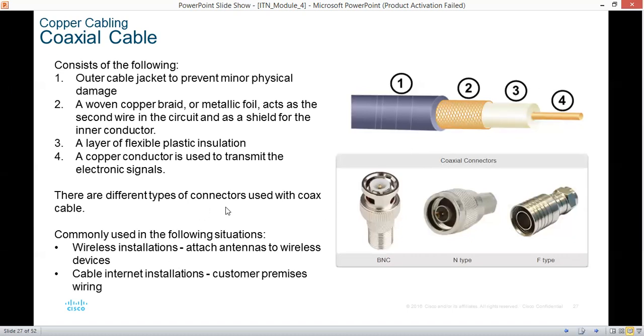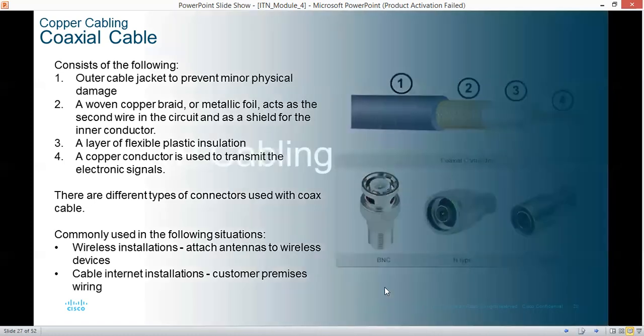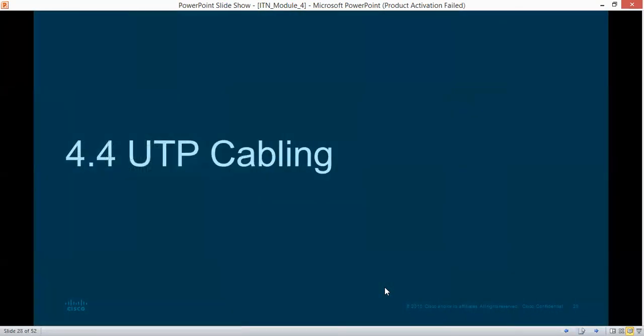Now, there are different types of connectors used with the coaxial cable. You can see the different ones: we have the BNC, the N-type, and all this depends on whichever device you have. Of course, their ports have different variations. So you need to look at the right connector that will match with that port.